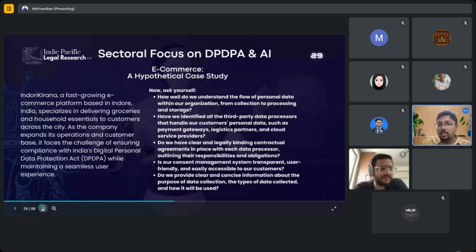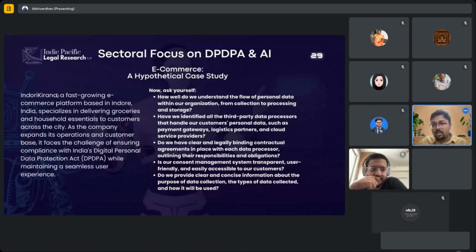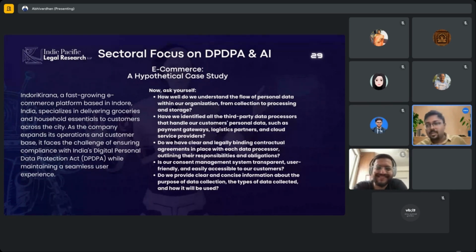Now, this is the case study. I'll be quick with this, and this will be a little fun to discuss. So in this case study, I have named it Indori Kirana. So if you are from MP or UP, you'll find this name fun. So basically, Indori Kirana is actually good at delivering groceries. Basically, a departmental store in an e-commerce form, giving away grocery items in the city.